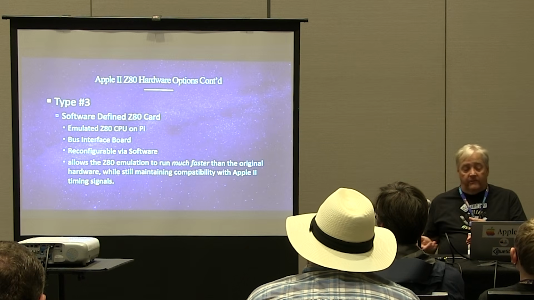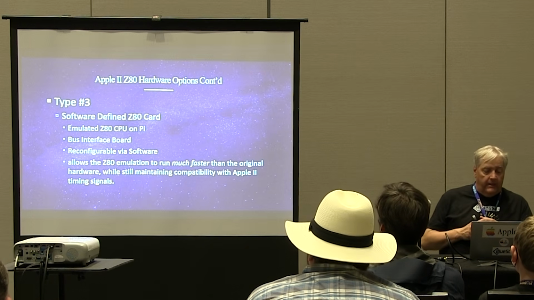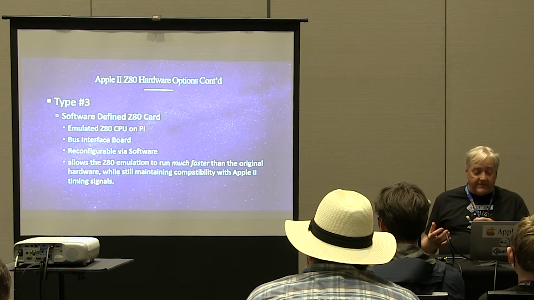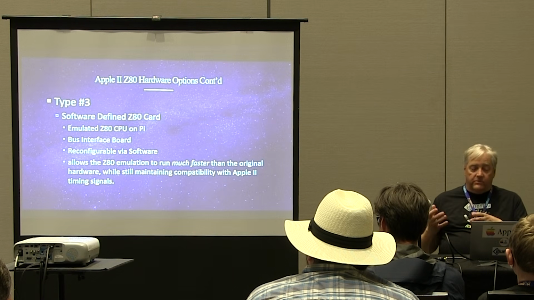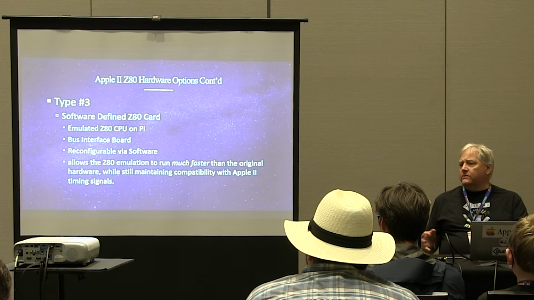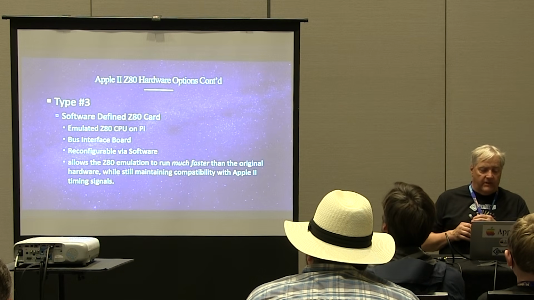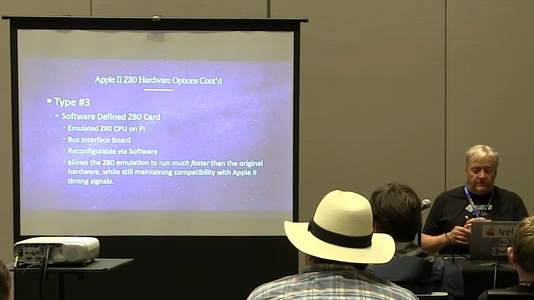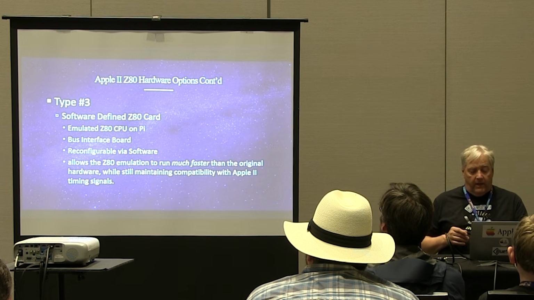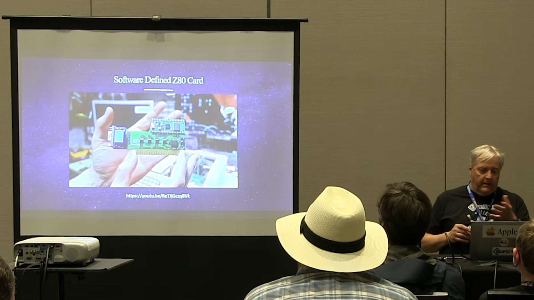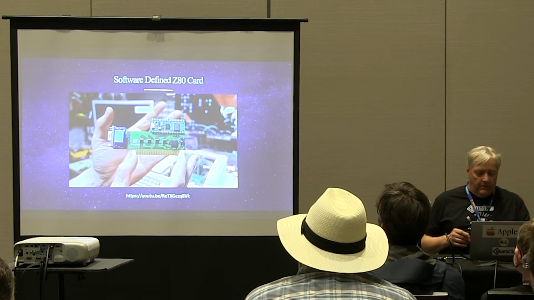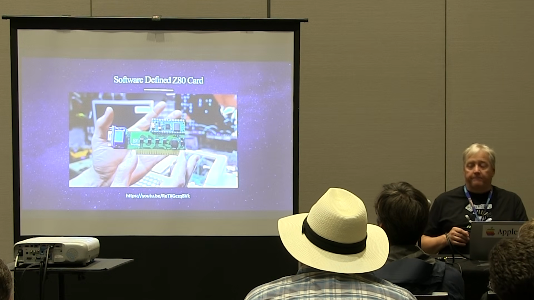It's reconfigurable via software, since it's software defined, and it allows the Z80 emulation to run much faster than the original hardware, which is really cool. It runs even a lot faster than the 4 megahertz clock stuff, and it maintains compatibility with the Apple II's timing signals. There are a few of these out there right now. Here's a picture of one that I showed there. That's a VGA card that doubles, or you can configure it to a Z80 card.